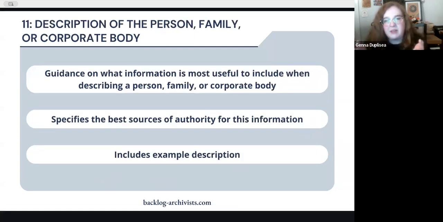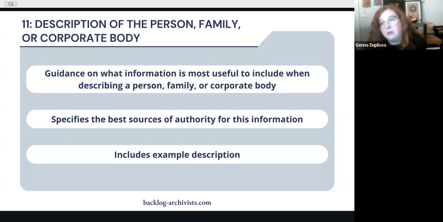So in chapter 11, there's guidance on what information is most important to include when you're describing a person, a family, or a corporate body. And also specifies the best sources of authority for this information. So like when you think about library cataloging, there are standards which sometimes seem really obvious for where do you find the author's name? Where do you find the publisher's name? What are the approved authorities for this particular information?